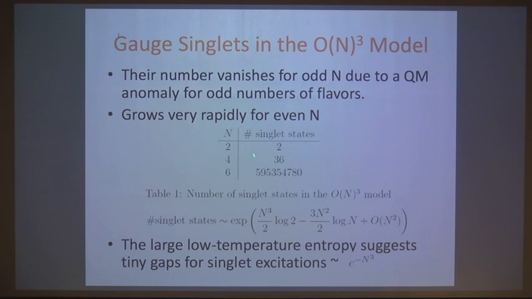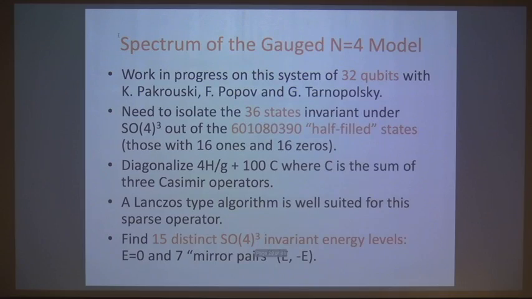So we decided to attack this problem, O4 cube with 36 singlet states, which already is very, very hard to do explicitly. This is work in progress. So this is a system of 32 qubits, right? 4 cube over 2, 32 qubits. Each one is 0 or 1, so you have 2 to the 32 states, which is really a huge number of states. And we teamed up with Kirill Pokrovsky, who is a condensed matter physicist and expert on large diagonalizations, and Fyodor Popov and Grigory Tarnopolsky are also working on this.